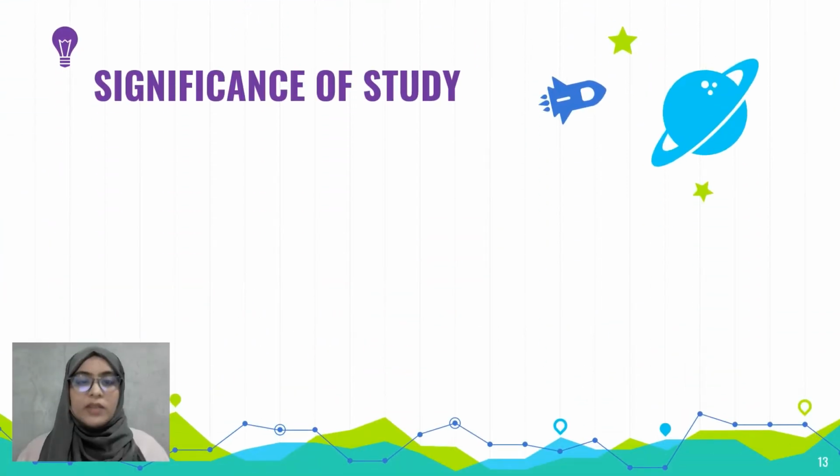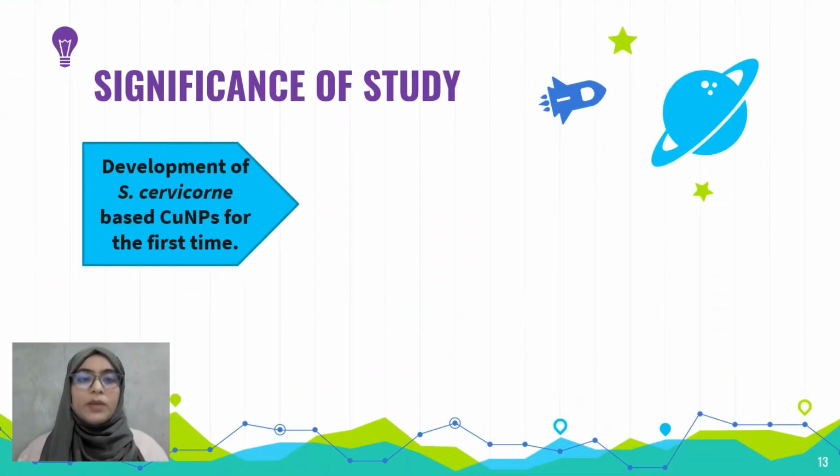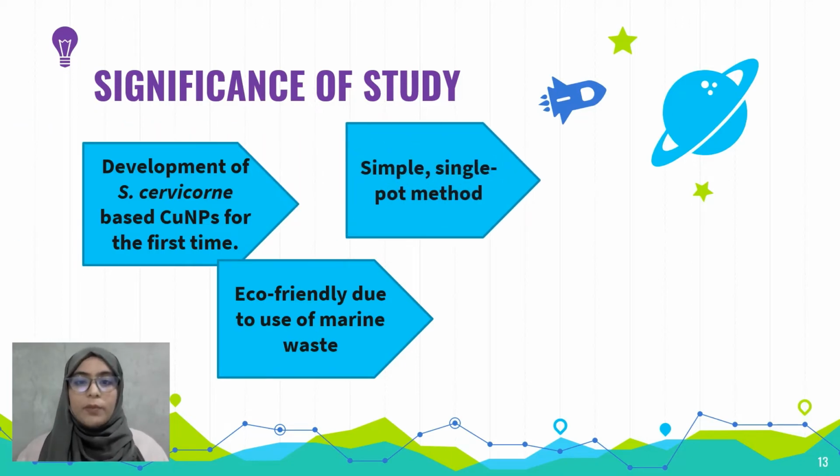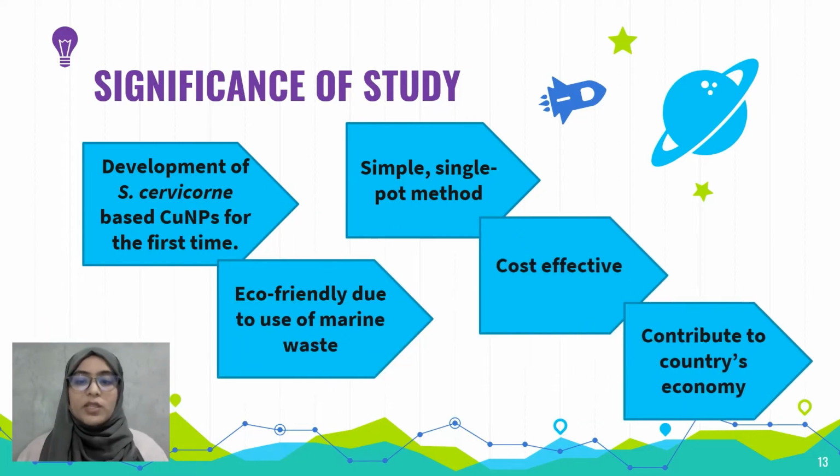The significance of the study includes the development of copper nanoparticles using Sargassum cervicone for the first time. It is eco-friendly due to the use of marine waste. It is a simple single pot method which gives product in high yield. It is cost effective and it contributes to the country's economy.